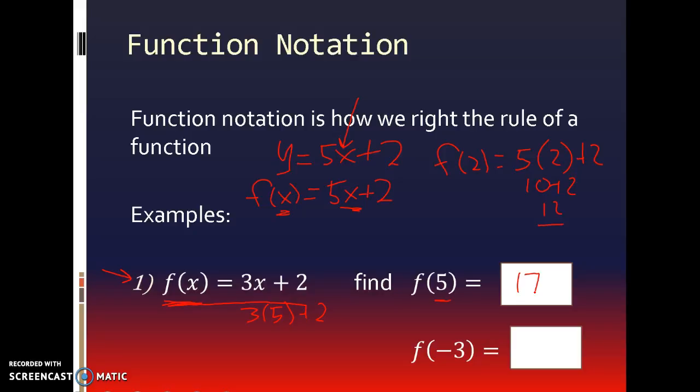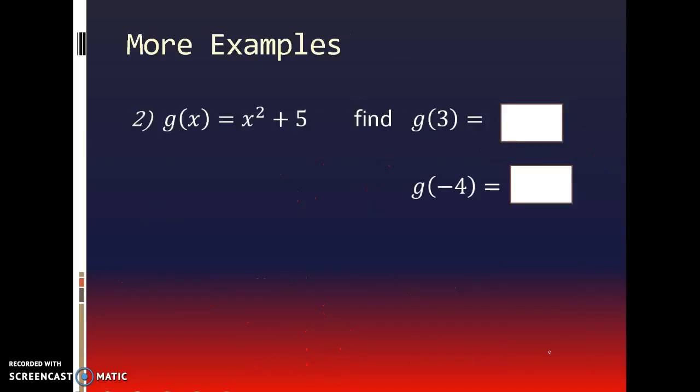So f of negative 3 is really the same thing as f of 5. We're going to replace the x, though, instead of with a 5, with a negative 3. And I always put parentheses around it. So here we have 3 times negative 3, which is negative 9. And negative 9 plus 2 is negative 7. So f of negative 3 is negative 7.